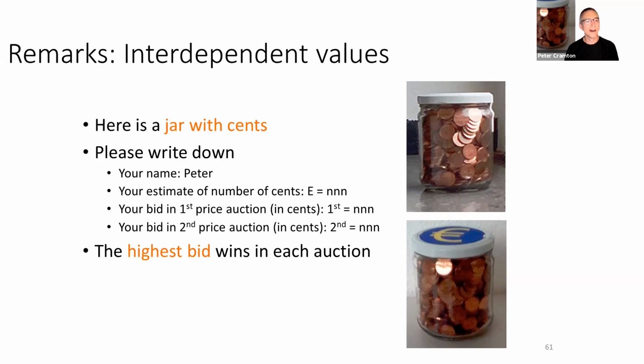Peter, comma, and then E equals 550. Okay, E is my estimate. So E for estimate, comma. And then first, so I just write 1ST equals, and now I'm giving my bid in the first price auction.